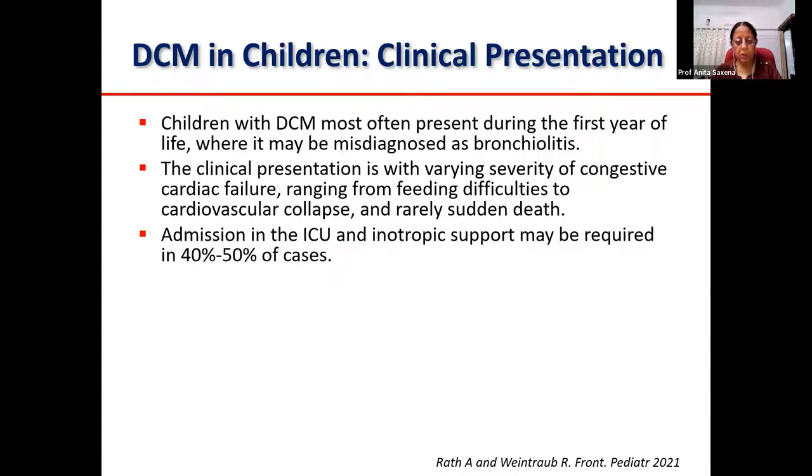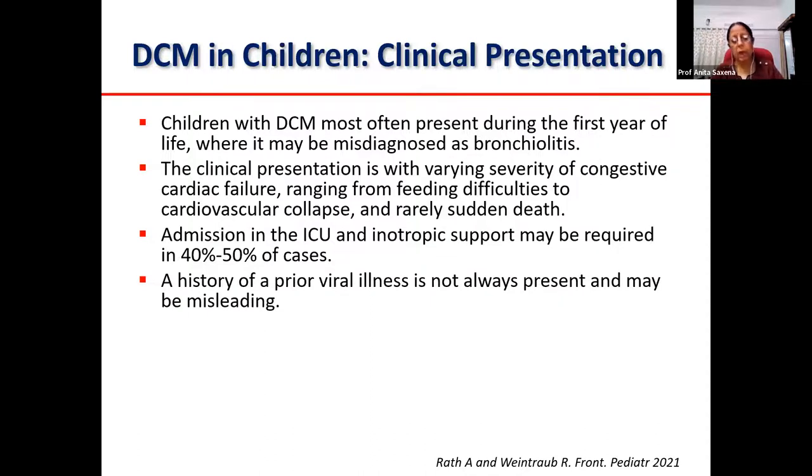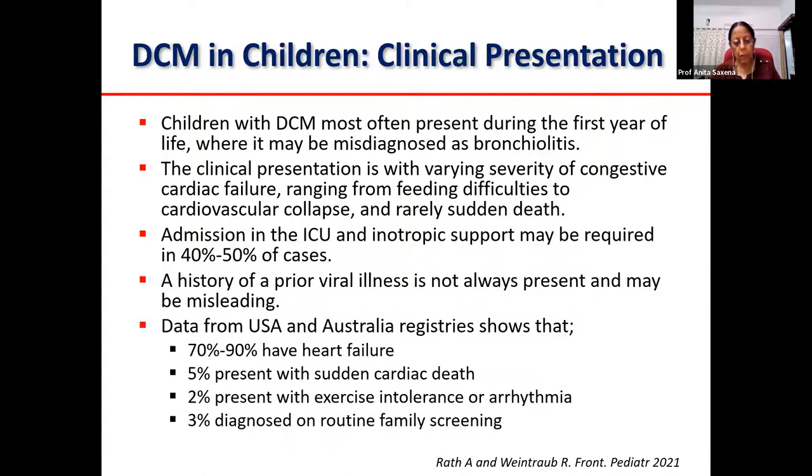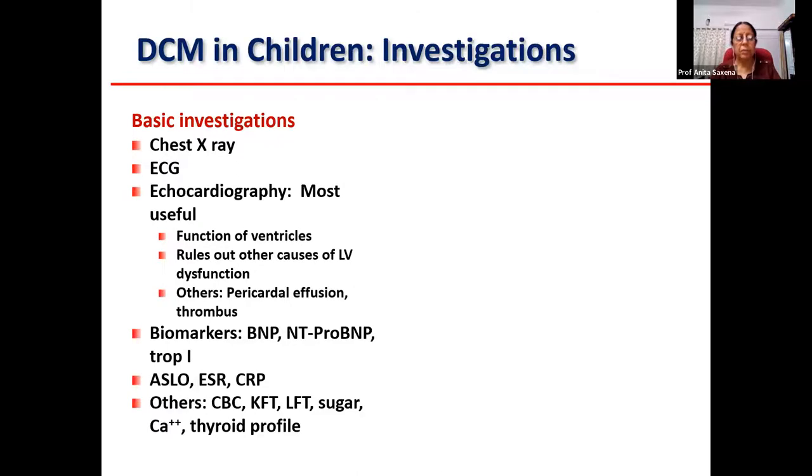So much so that about 40% or 50% of cases may require admission to the ICU and may require inotropic support at the time of presentation. A history of viral illness is not always present, and in fact, it could be misleading because we may diagnose them as having bronchiolitis. If you look at the data from the two big registries that have been published from the USA and Australia, you would see that the majority of patients have heart failure at the time of presentation, but a few could be diagnosed because of less severe symptoms, and 5% may present with sudden cardiac death in the series reported from the two countries. So how do we investigate?